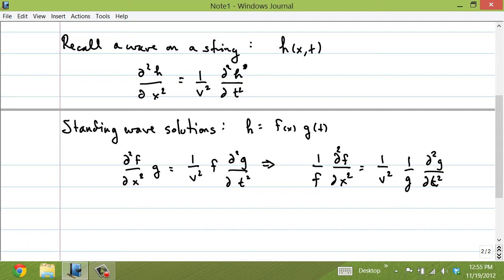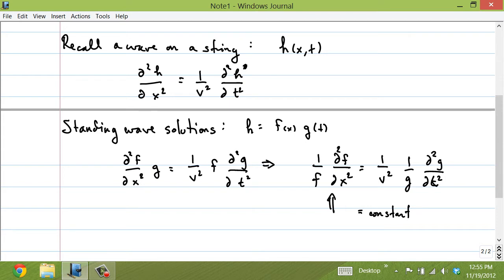And the utility of writing the wave equation this way is that since f is a function of x and not t, the left-hand side of this equation here must be a function of x. And since g is a function of t but not x, the right-hand side must be a function of t but not x. So you have on the left-hand side a function of x, on the right-hand side a function of t. In order for them both to be equal to one another, both sides must be a constant independent of x and t.